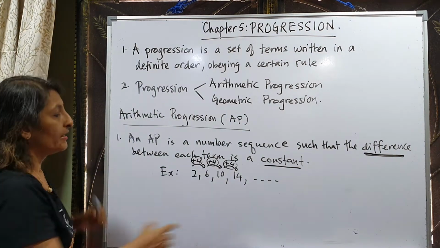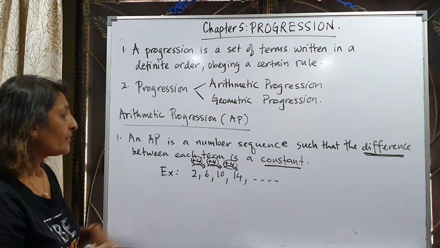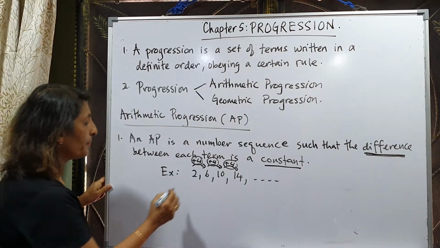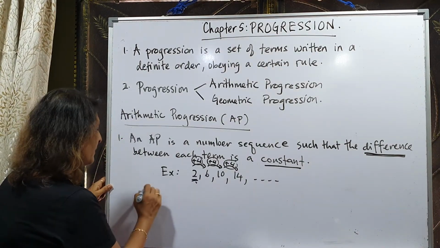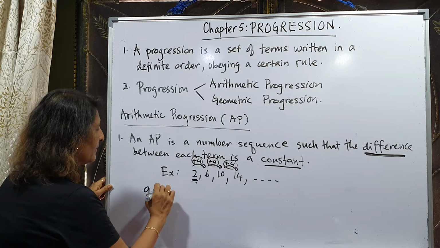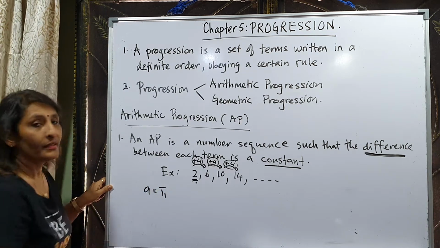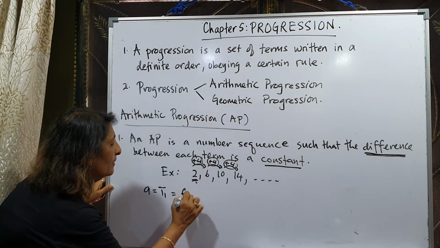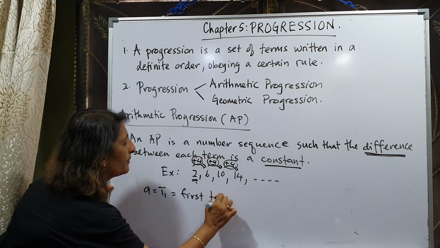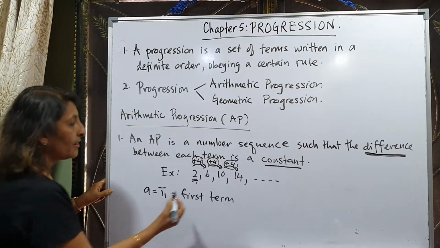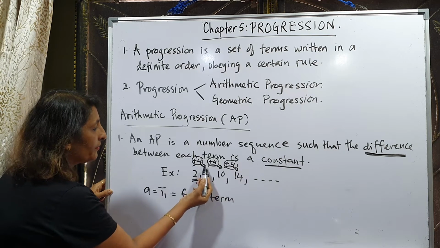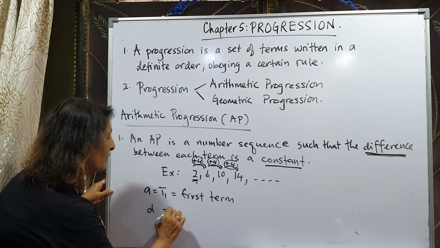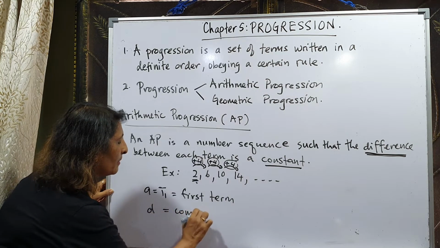Now in an arithmetic progression, everything can be symbolized with some symbol. For example, the first term, we call it A, or also T1. It can be symbolized as A or T1, and it is the first term, that means the first number in the progression. Then the common difference, that is 4, is symbolized as D. D is called the common difference.